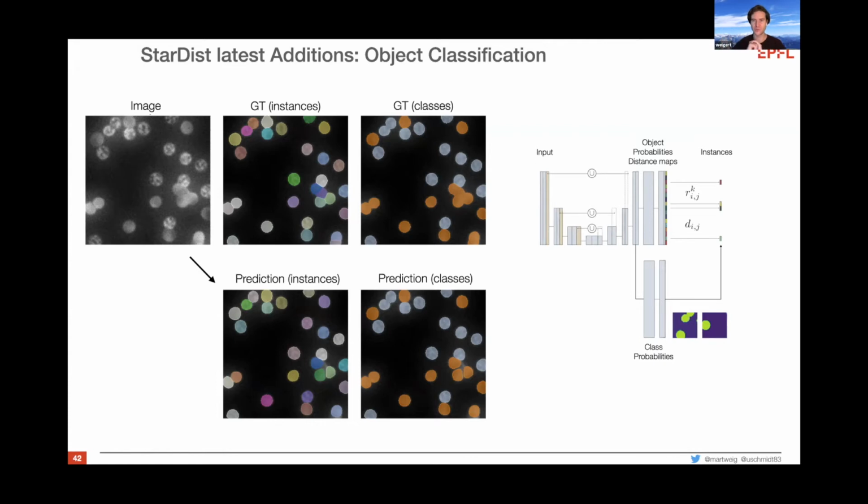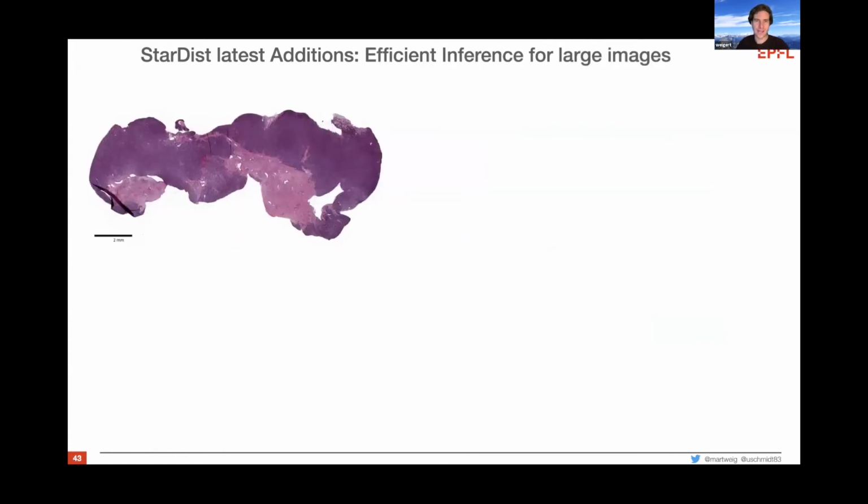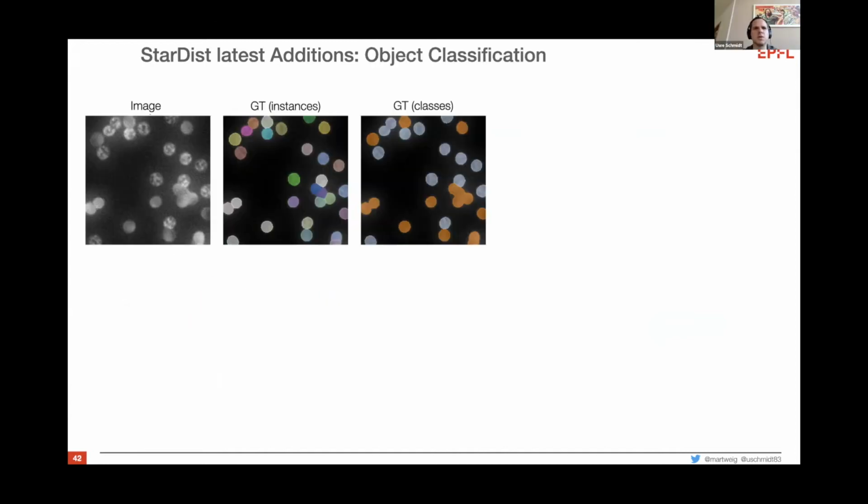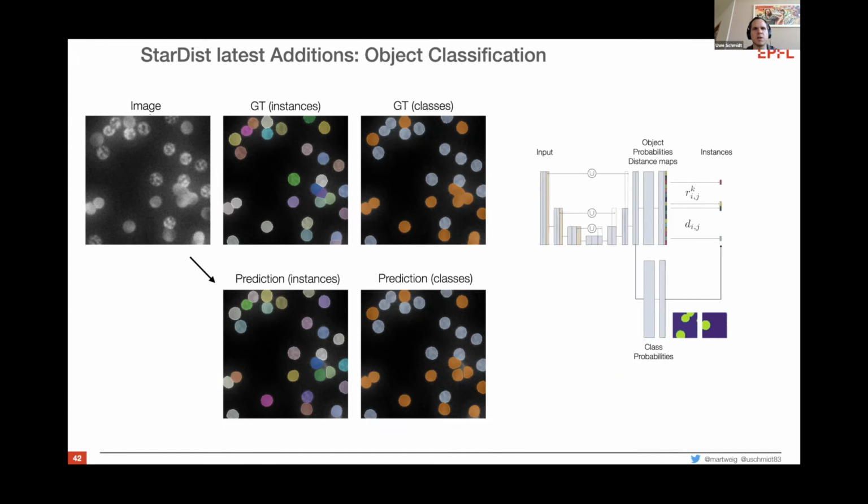Another addition that we do is efficient inference for large images. Before you go to that, maybe just this object classification, it's not ready yet.